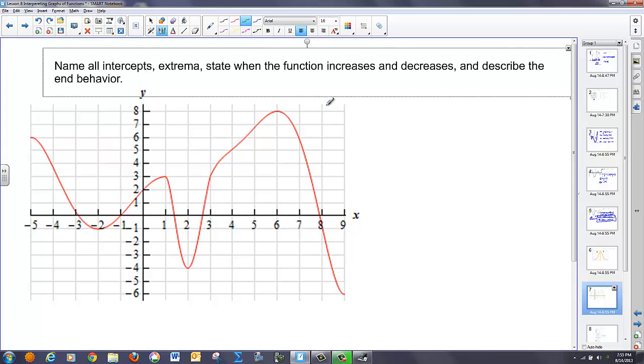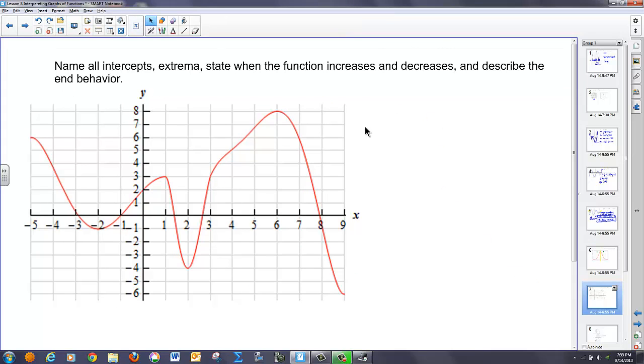So now I'm going to take this function and I'm going to describe all the following concepts. So there's quite a bit of them. First thing we're going to do is we're going to name all the intercepts. So let's go ahead and do that.